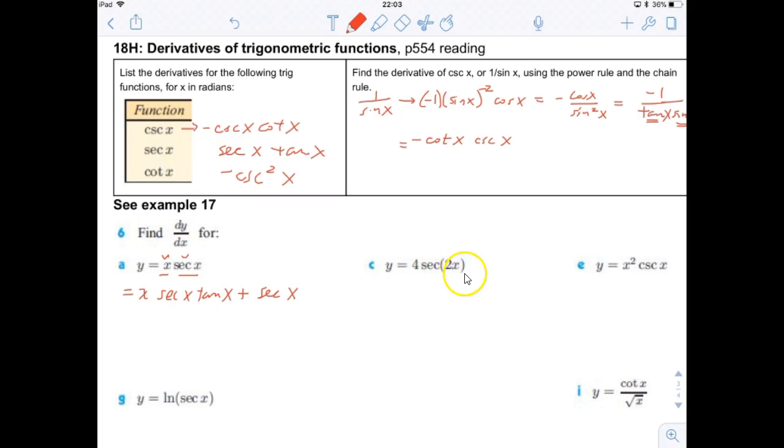Now let's take the derivative of 4 secant 2x. So 4 is just a coefficient. You can just leave it there. The derivative of secant of something is going to be secant of the something times tangent of the something. And then we do chain rule of the inside function, which is 2x, so the chain rule would yield 2, right? So the answer would be 8 secant 2x times tangent of 2x.